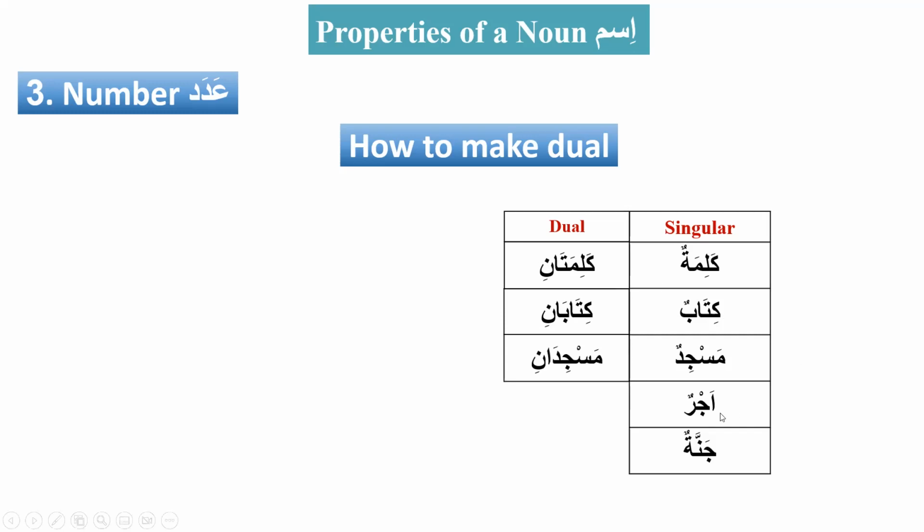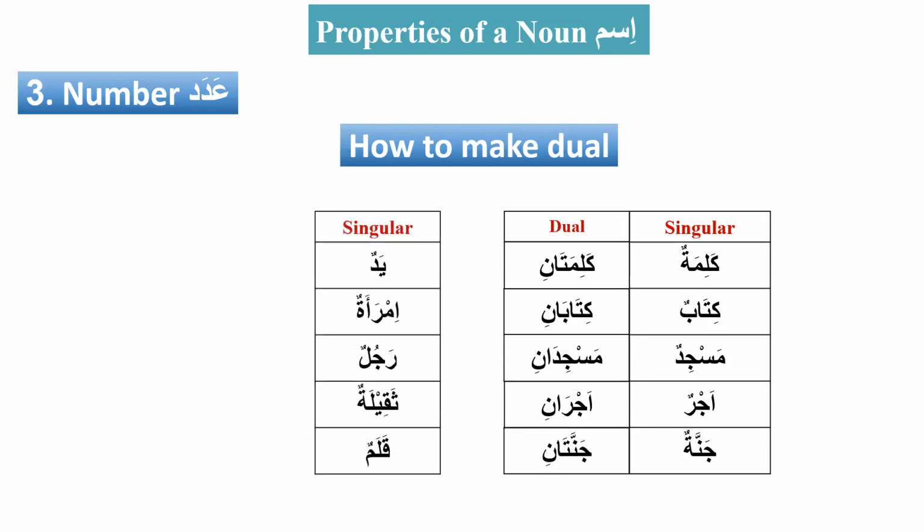Ajrun. Ajrani, very good. Jannatun. Jannatani, very good. Yadun. Yadun means a hand. Yaduni? No. Masjidun, masjidani. The last word gets a fatha, and then ani. So yadani. Yadun means one hand, and yadani, two hands.